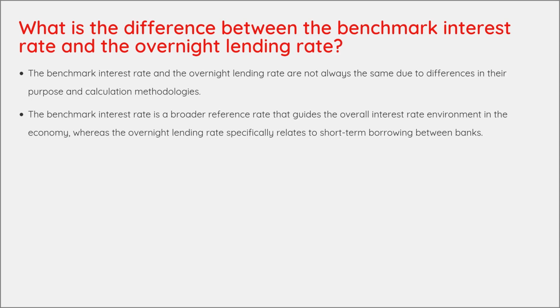What is the difference between the benchmark interest rate and the overnight lending rate? The benchmark interest rate and the overnight lending rate are not always the same due to differences in their purpose and calculation methodologies. The benchmark interest rate is a broader reference rate that guides the overall interest rate environment in the economy, whereas the overnight lending rate specifically relates to short-term borrowing between banks.